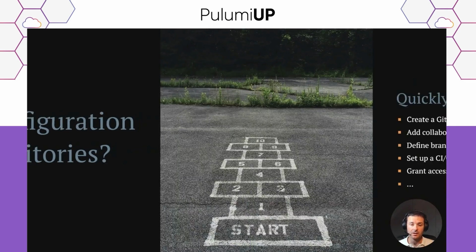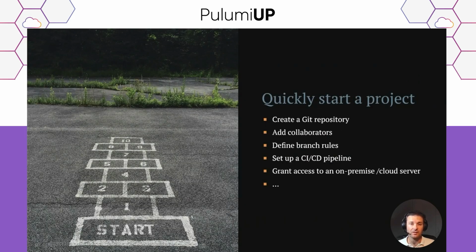Well, first, because creating a GitHub repository is something you do each time you start a new project, whether it's Azure Repos or GitLab repositories, whatever you are using. You want to create a Git repository, you want to add collaborators, you want to define some rules, maybe branching rules, pull request rules, and you will have to set up a CI/CD pipeline to deploy your application on a cloud server or on-premise server, and you have to grant your pipeline access to this server.